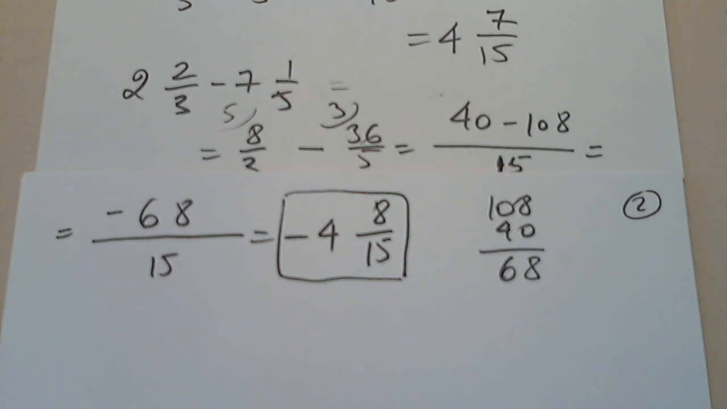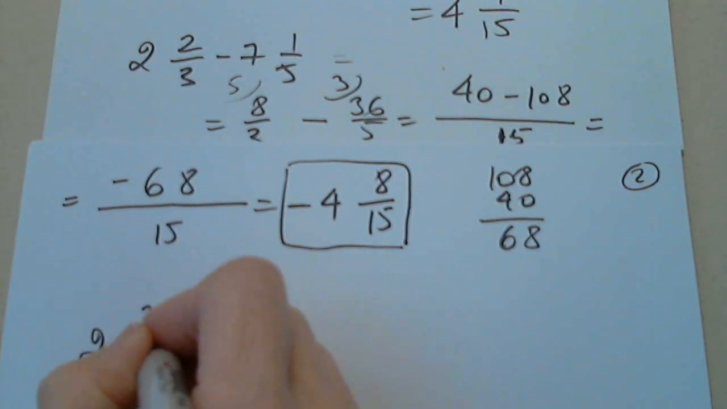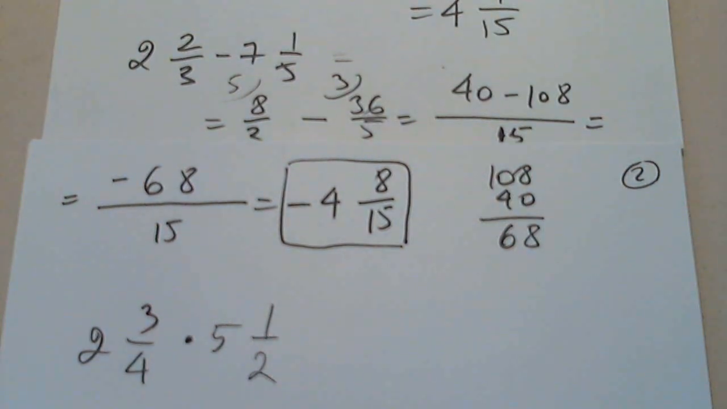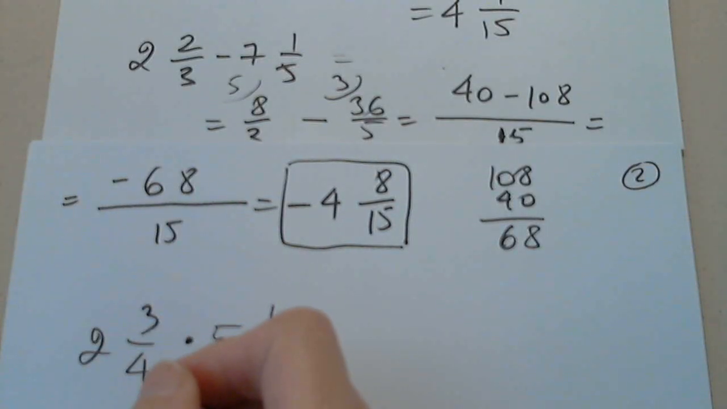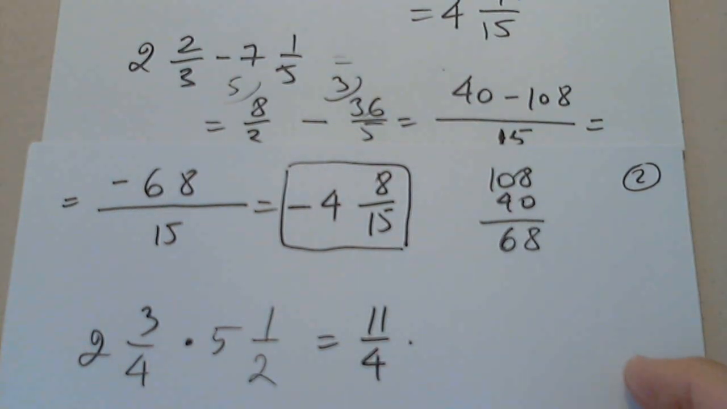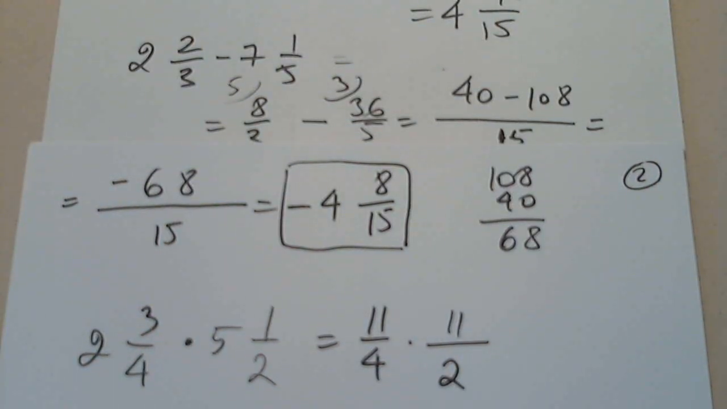Now let's see how we multiply and divide. So let's say we have 2 3/4 multiplied by 5 1/2. Remember, when we multiply and divide, we do not need the least common denominator. We do not. Here we have no choice. We have to put the integers back in. 2 times 4 is 8, plus 3 is 11, fourths. 5 times 2 is 10, plus 1 is 11, halves. 11 over 2.